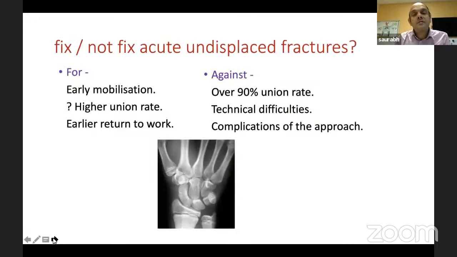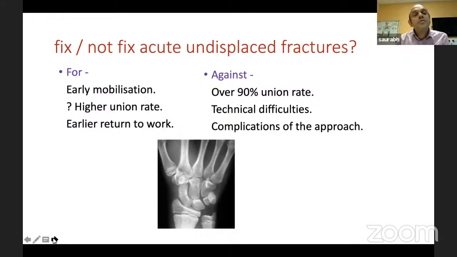Then for an undisplaced fracture, the big question is to fix or not to fix. Of course, more often than not, you will give a plaster and manage them non-operatively. But once in a while, you'll have a young man who works in central London and for whom time is of the essence. Or you'll have an athlete who can't have a plaster for 6 weeks. So those are the patient profiles where you want to have a conversation in your clinic, discuss the pros and cons for plaster versus operative management, and then make a decision.